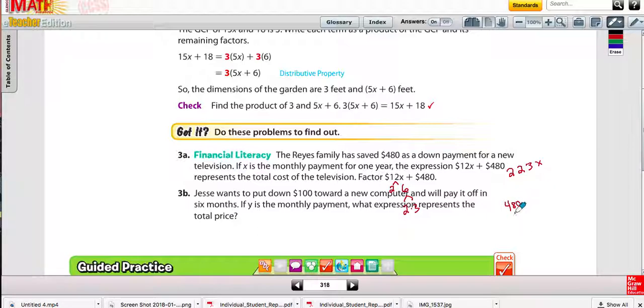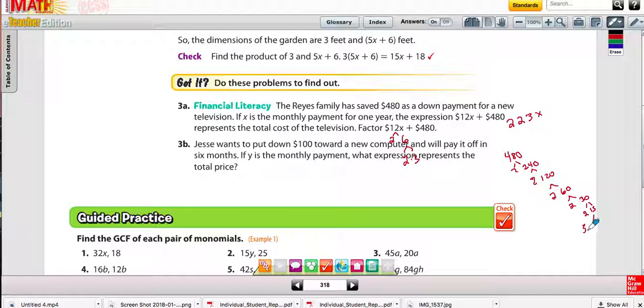480, okay, we'll break that down into 2 times 240. 240 is 2 times 120. 120 is 2 times 60. 60 is 2 times 30. 30 is 2 times 15. And 15 is 3 times 5. Okay, so we have 1, 2, 3, 4, 5. 2 times 2 times 2 times 2 times 2 times 3 times 5.